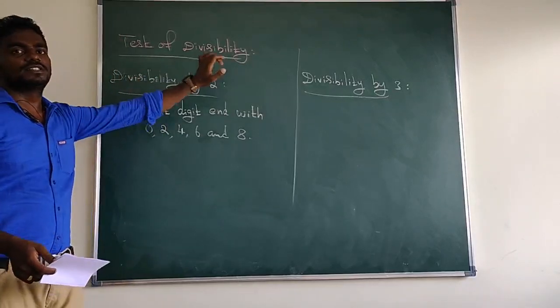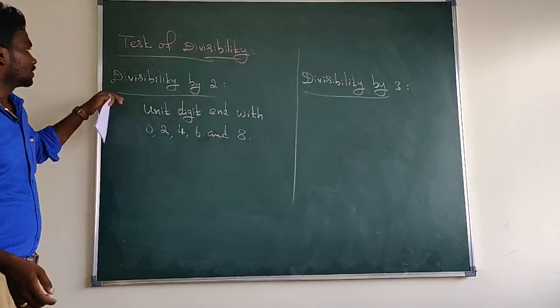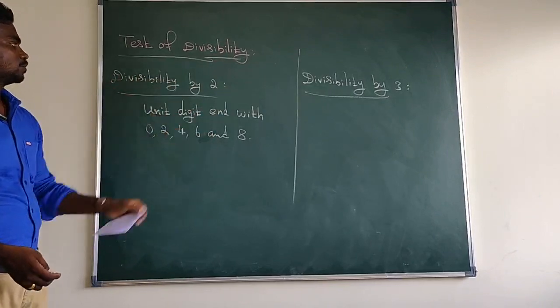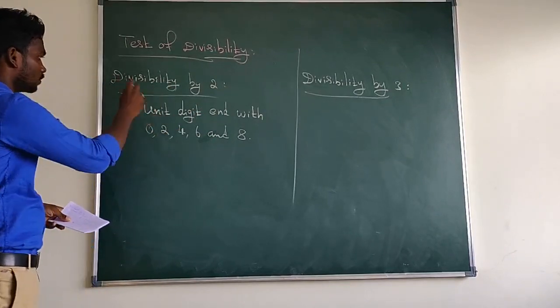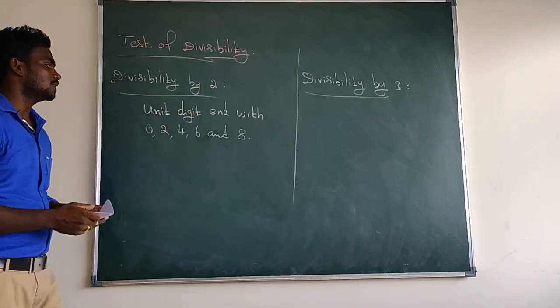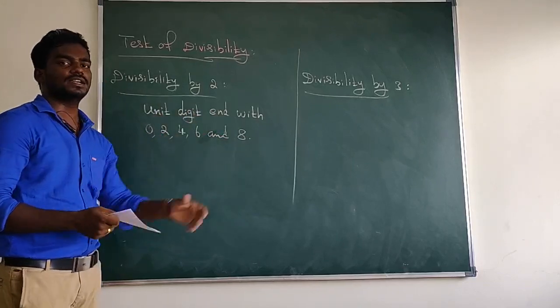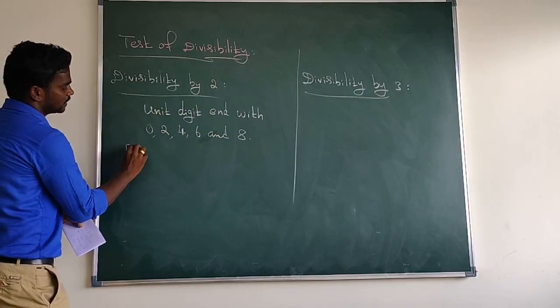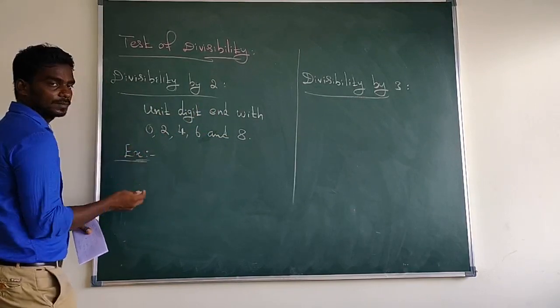Our next concept is tests of divisibility. So what is the test of divisibility? Divisibility by 2: a number is divisible by 2 if the unit digit ends with 0, 2, 4, 6 or 8. For example, how do we check whether a number is divisible by 2 or not?